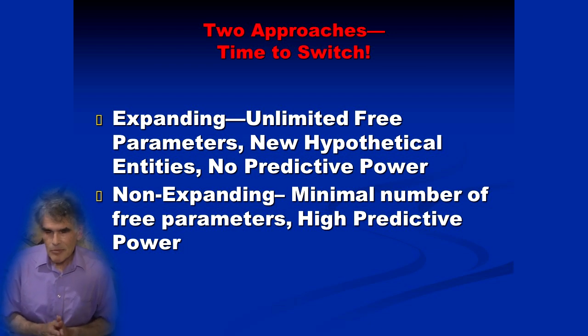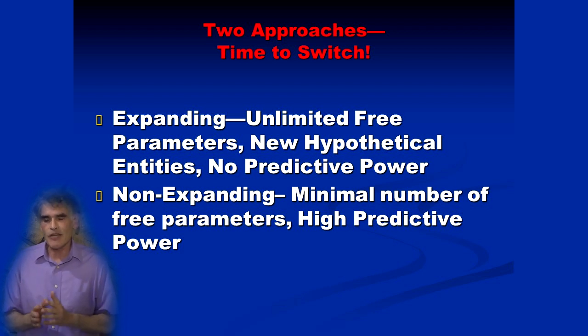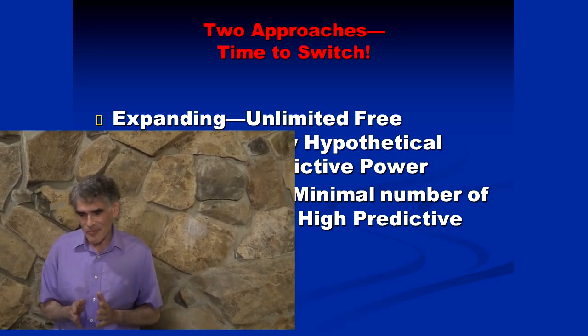So to sum up, at the moment we have a very popular expanding universe model that has very low predictive power, many contradictions with observation, many free parameters, and we have a much less popular non-expanding model with very few parameters and with high degree of predictability. In conclusion, I think it's time to switch. Thank you very much for your attention.